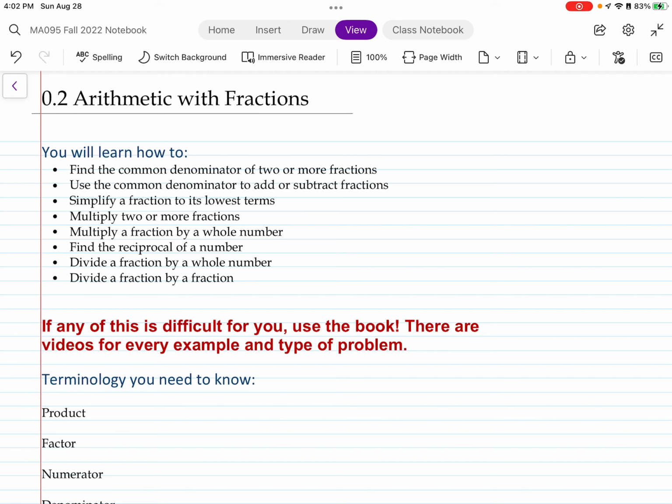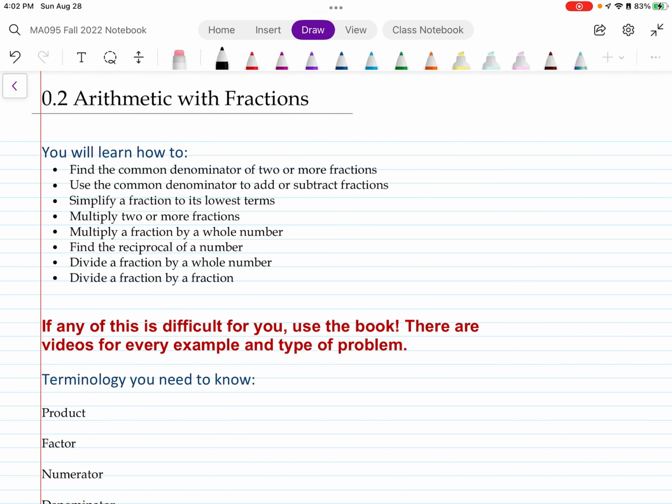In fact, I think it's one of the main reasons that people struggle with algebra, when they don't know how to do fractions. And the reason they don't know how to do fractions is because they don't know their multiplication tables. So make sure you know your multiplication facts, and it will make fractions easier, which will make algebra go much more smoothly.